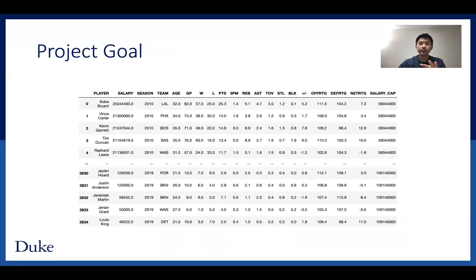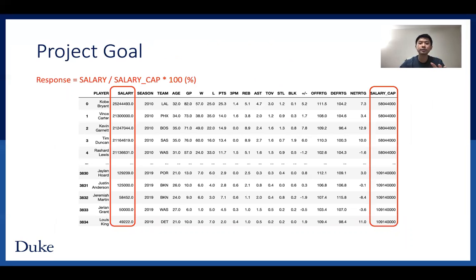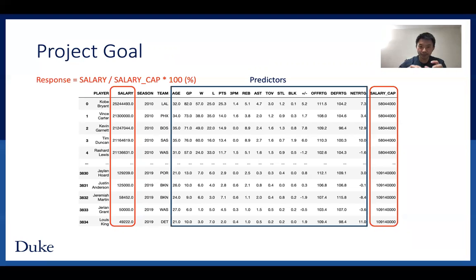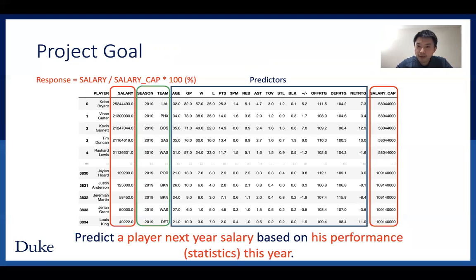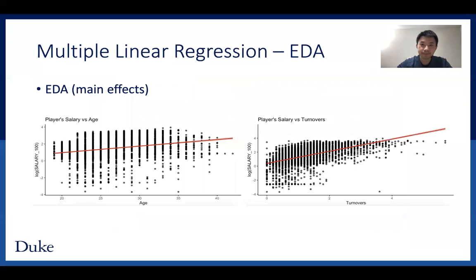So this is our arranged data set, and our response will be player salary divided by salary cap multiplied by 100, which means how many percent of the team's budget that year the player gets. And the predictors are the traditional and advanced statistics we collected. And we have group variables of season and team. Our project goal is to base on players' performance this year to predict his salary next year. And we conducted multiple linear regression.